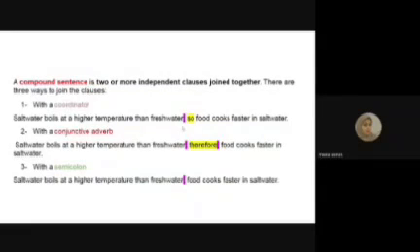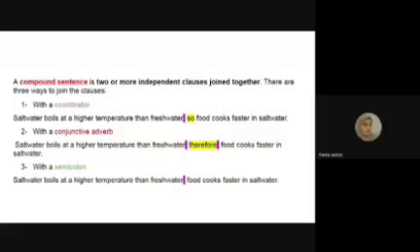So you can see if we have a coordinator, just like the first example, we only write a comma before the coordinator. But if we have a conjunctive adverb, we have to write a semicolon before the conjunctive adverb, and after the conjunctive adverb, we have a comma. So please pay attention to punctuation marks. Okay? So pay attention: if we have a coordinator, how do we write the punctuation, and if I have a conjunctive adverb, how do I write the punctuation marks.